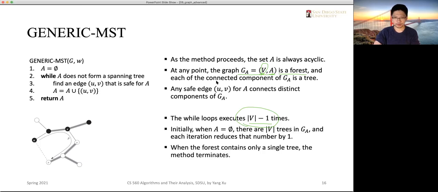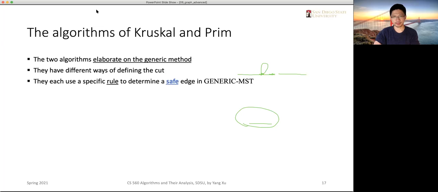Right. So yeah, it's an incremental algorithm. It will grow from zero or from nothing. And each time we reduce the number of trees in that forest by one, okay? And when the algorithm is done, the forest will become only one tree, and that tree is the minimum spanning tree that we need. All right, so now let's look at some specific algorithms. I think we can cover Kruskal's algorithm today, okay?